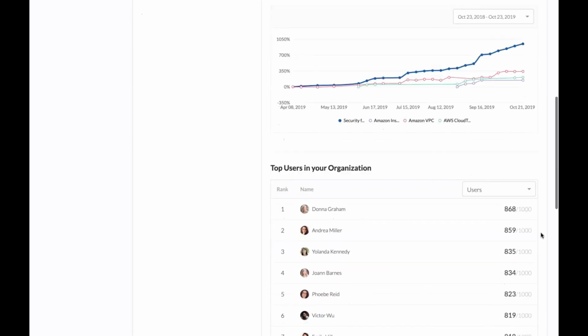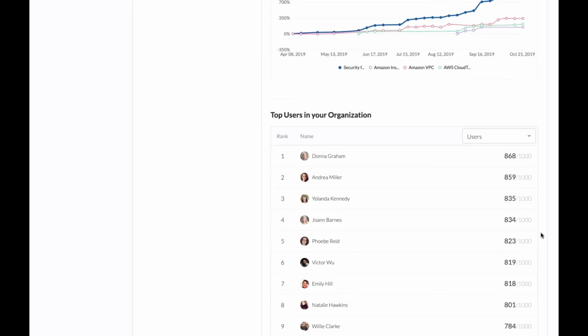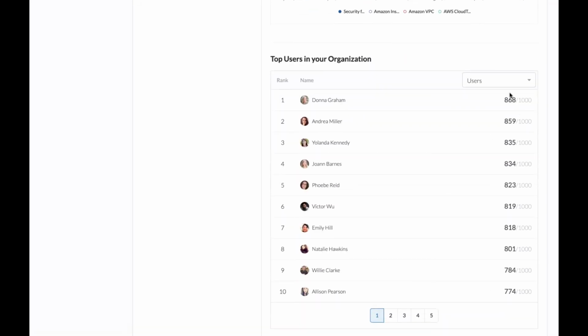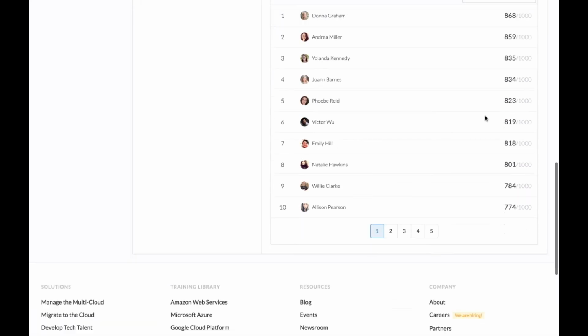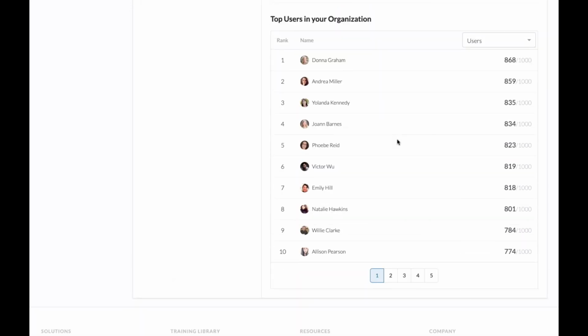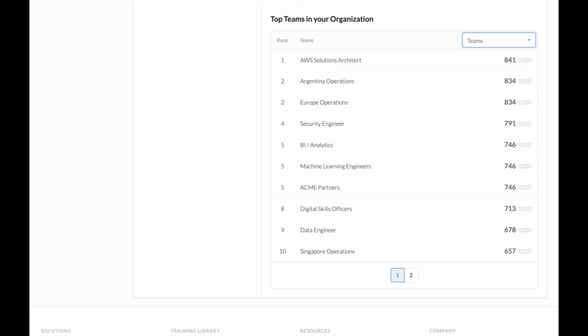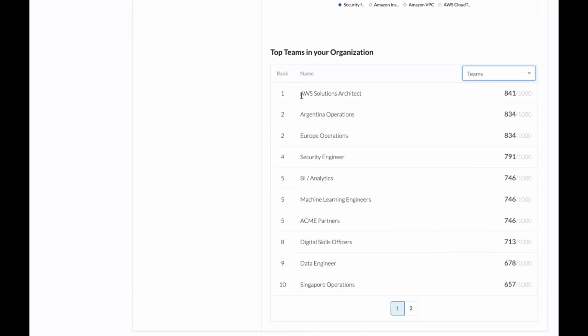And below here, I can also check what my best members on security are, because here there are the top users regarding the topic I just selected. So here, Donna Graham is the best user on security, and I can check everyone here. Let's suppose that I want to find a good team to assign some security task. Here I can select teams, and here I have this team inside my company, AWS Solution Architect. They are the best one for security topics.